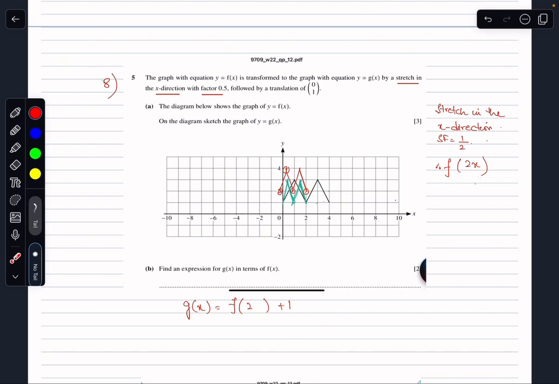So it's a stretch in the x direction, scale factor 0.5, meaning whatever the function is, the x values need to get multiplied by 2, and we can say that the scale factor is 1 by 2. So in writing the expression, we will say it's f of 2x, but obviously all the x coordinates need to get divided by 2 here. And it's followed by a translation which is (0, 1). So obviously we know that it's a vertical translation by 1 unit in the y direction.